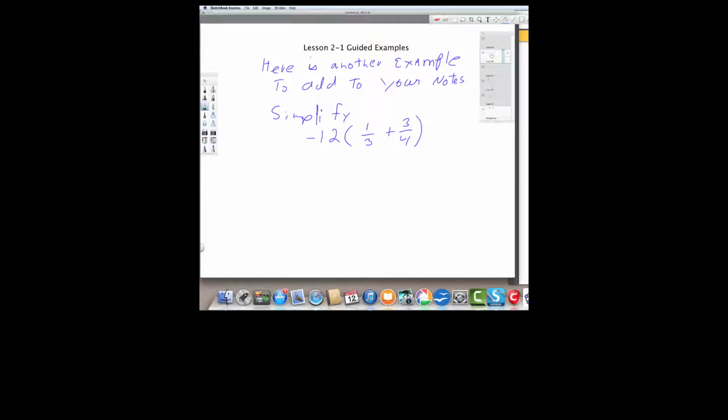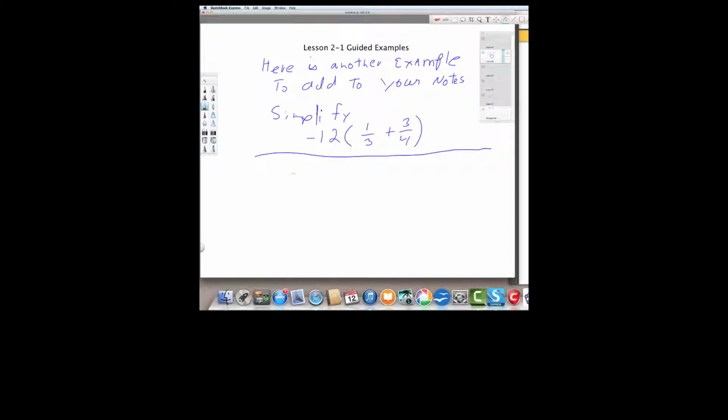Okay, here's another example to add to your notes. I want to ask you to try this real quick: simplify this expression, negative 12, and then in parentheses, times 1/3 plus 3/4. Pause the video, go ahead and work on it yourself for a second, and then come on back, and I'll be waiting here for you. Okay, hey, welcome back. Not sure what you did to solve it.